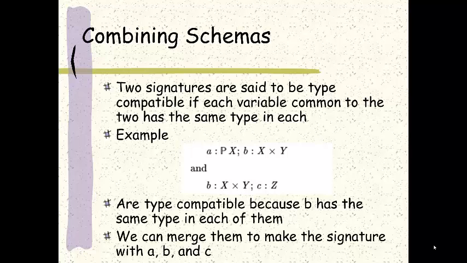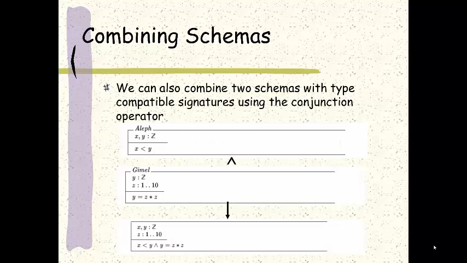We can also combine two schemas with type compatibility using the conjunction operator. So here we have Aleph, which is X and Y are members of Z. X is less than Y. Y is a member of Z, and Z runs between 1 and 10. And the property there is Y is equal to Z squared. So combining these with and, both X and Y are members of Z, Z runs between 1 and 10, X is less than Y, and Y is equal to Z times Z.